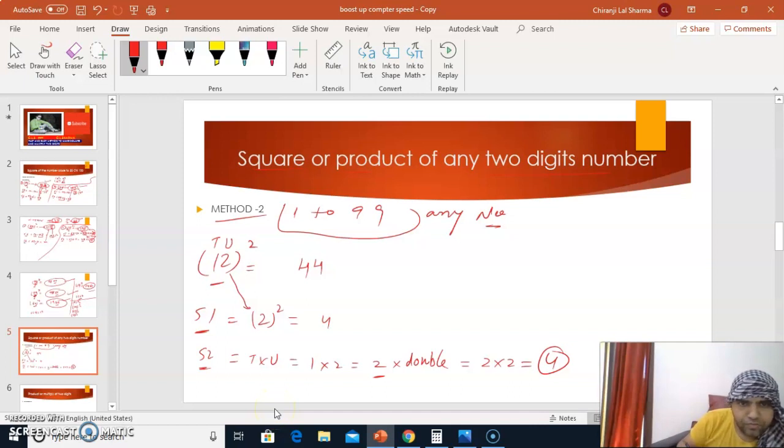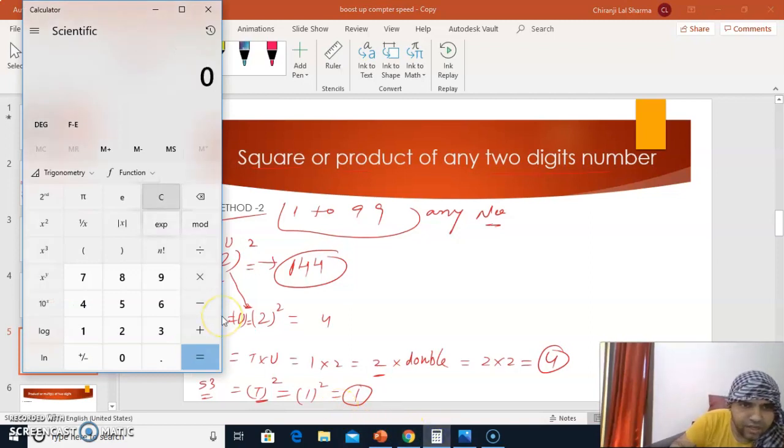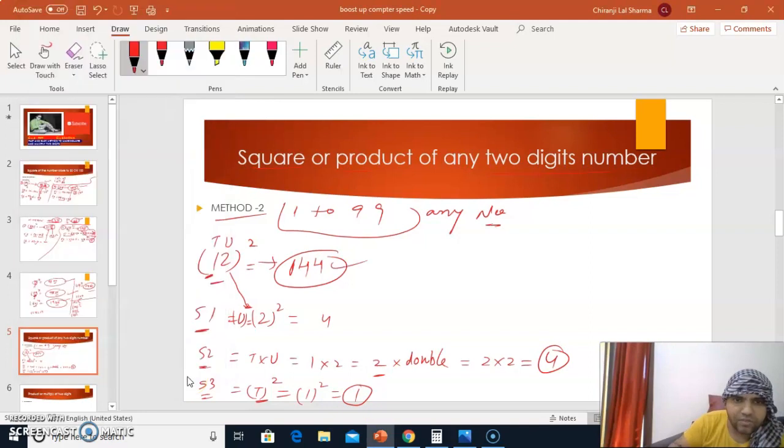Now in step 3, you have to make the square of the tens digit. See here in step 3, what is the tens digit here? 1. So the square of 1 is 1, so you have to write this 1 here. So this is going to be the answer of the square of 12. You can check it quickly: 12 times 12 will be the square, and it is the same, you can see.